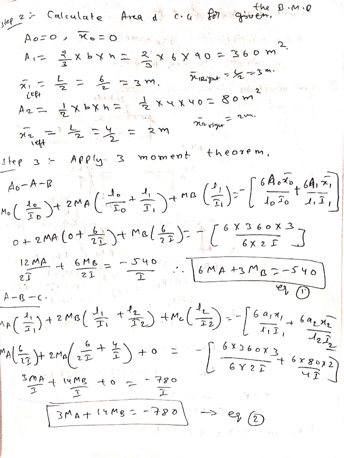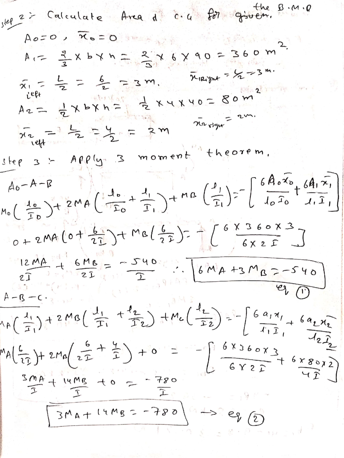Now coming to span BC, the area of the free bending moment diagram is half into B into H, the area of a triangle. So half into 4 into 40, 80 meters squared. Now x2 bar left is equal to L by 2, 4 by 2, equal to 2 meters, and x2 bar right equal to 2 meters. Here we get x left and x right the same because it is symmetric.